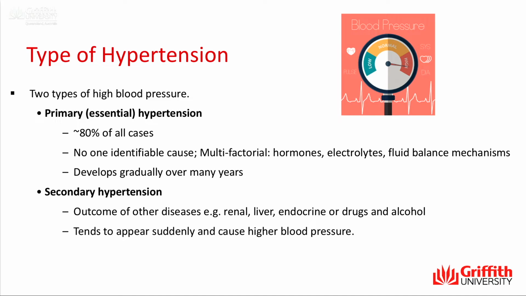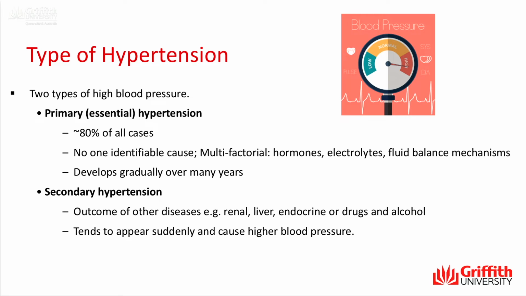So there's two types of hypertension. The first type is primary, also known as essential hypertension. This makes up about 80% of all cases. And we don't actually have one identifiable cause of primary hypertension, and it's considered multifactorial. So it could be due to hormones, electrolytes, fluid balance mechanisms. And it often gradually develops over many years.